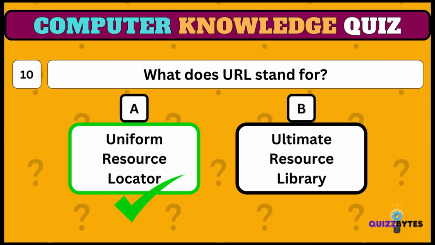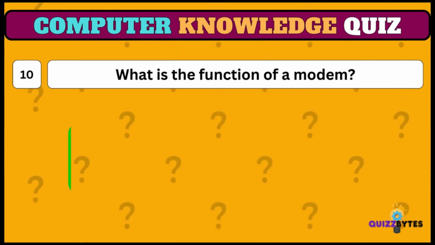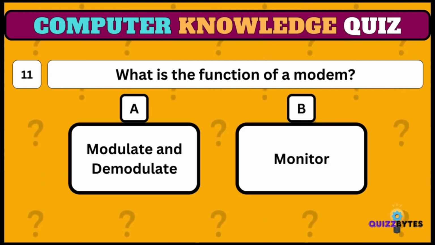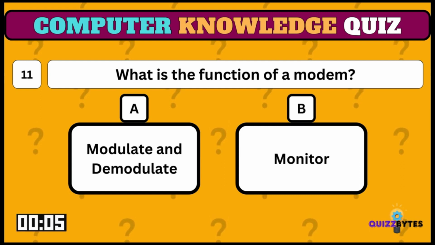Absolutely correct. URL stands for Uniform Resource Locator, used to specify addresses on the internet. Well done to those who got it right. Moving on to question 11. What is the function of a modem? A. Modulate and demodulate, or B. Monitor?